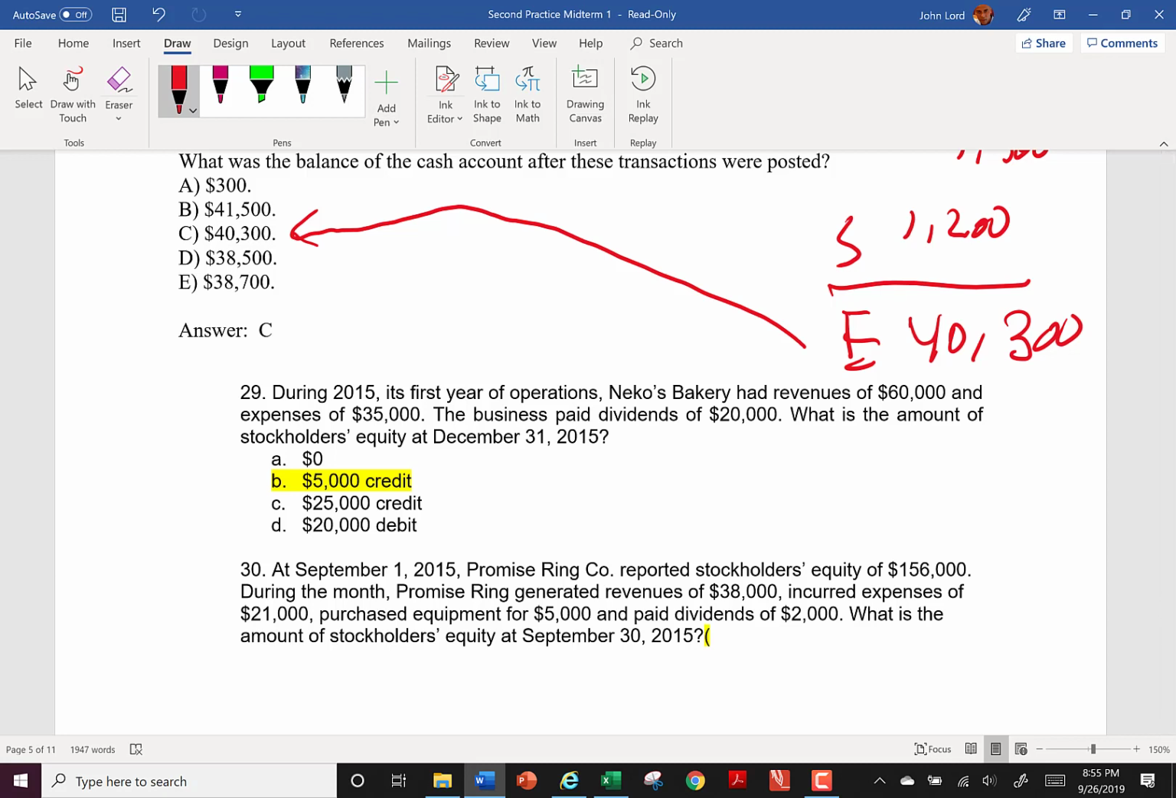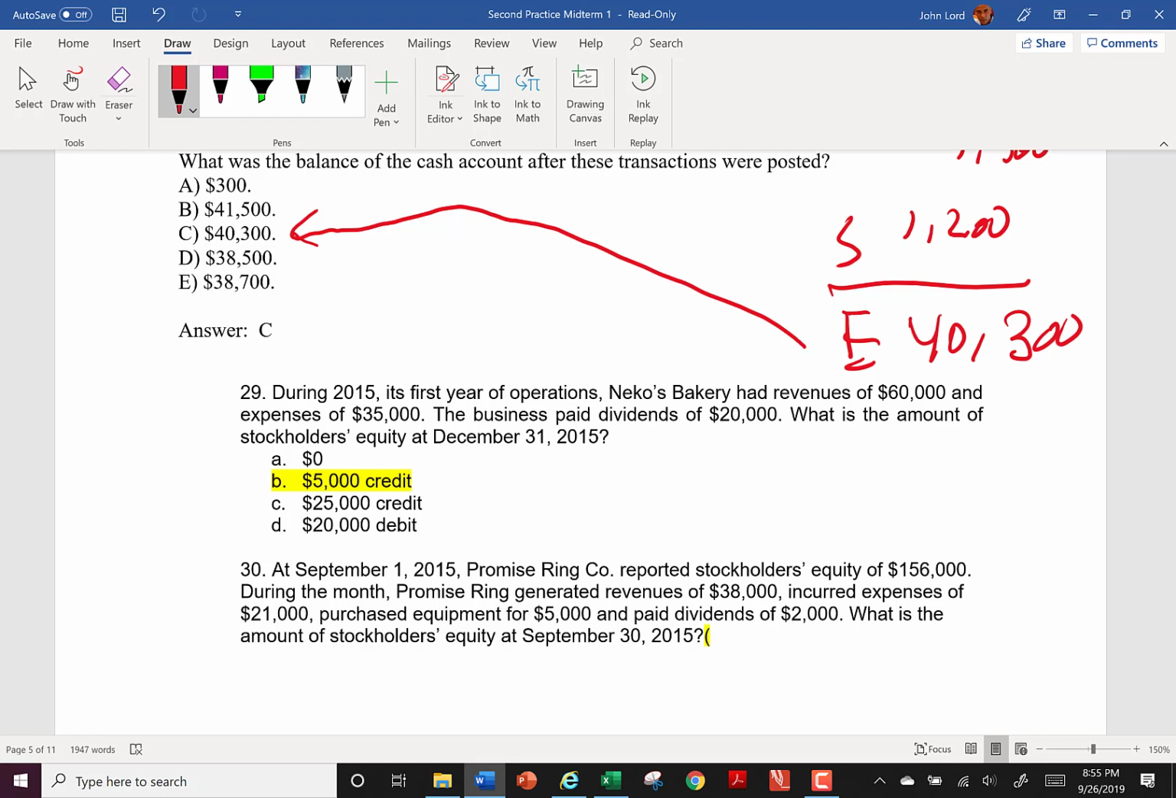Yeah, okay. That's, I think, why I skipped them in the Chapter 2 quiz, because they show up back over here. Okay, so let's go ahead. Let's do these two. Number 29. During 2015, its first year of operations, Nico Bakery had revenue of 60, expenses of 35, and paid dividends of 20. What is the amount of stockholders' equity?